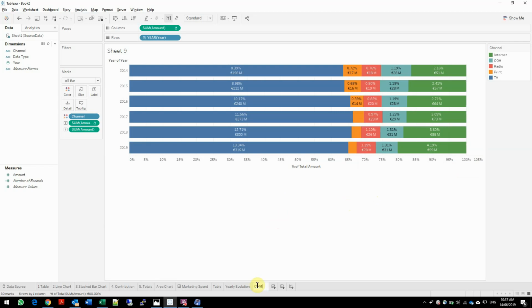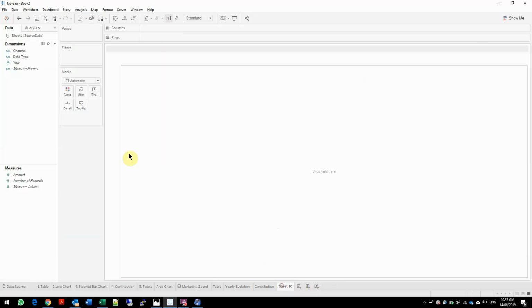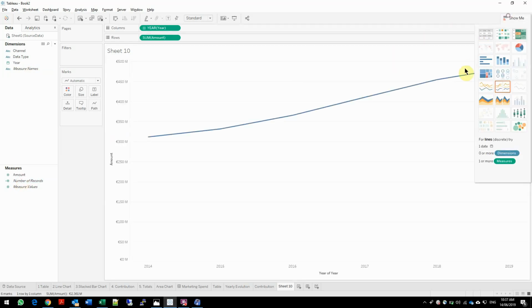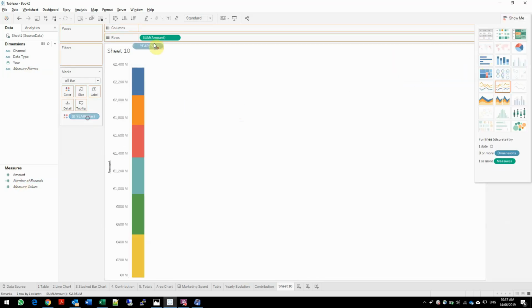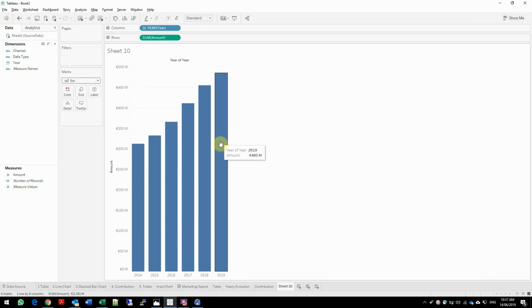So let's name this contribution. And I also want to see a graph of totals. So I will have the year and the amount. It will no longer be split by channel. And I also want to see the year-on-year difference for the overall spend. I think that the overall spend analysis is missing, and I want to add it to my graph.